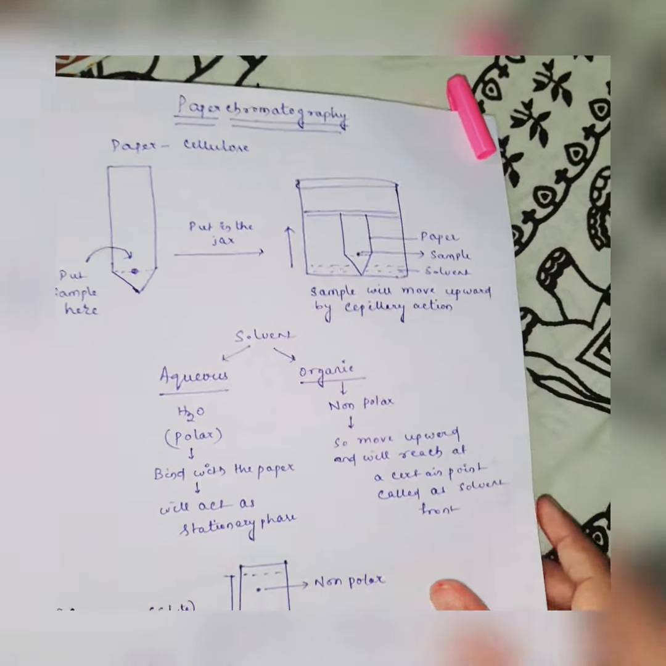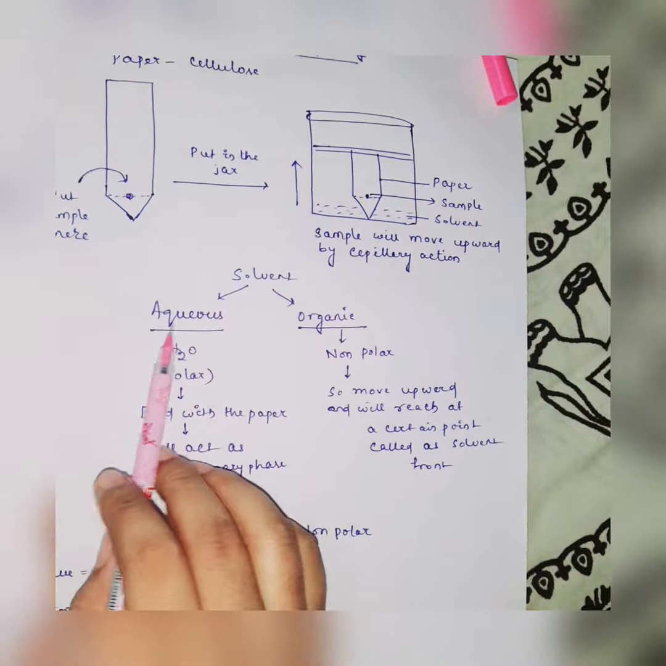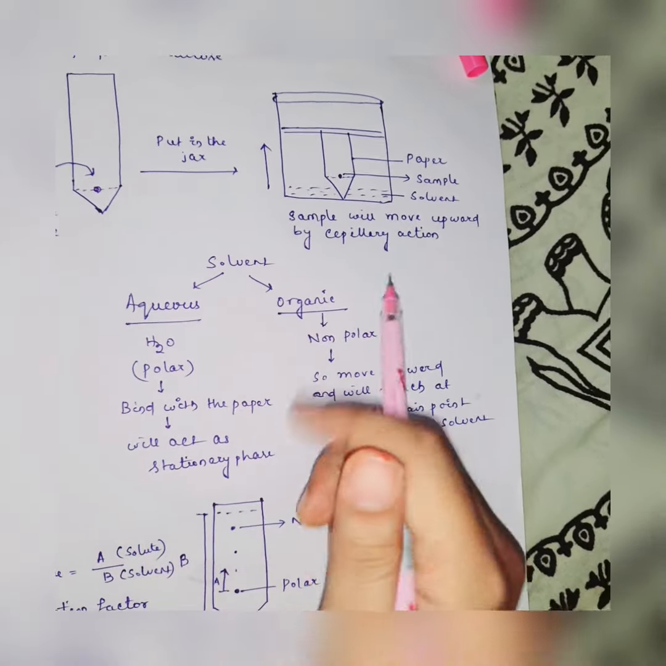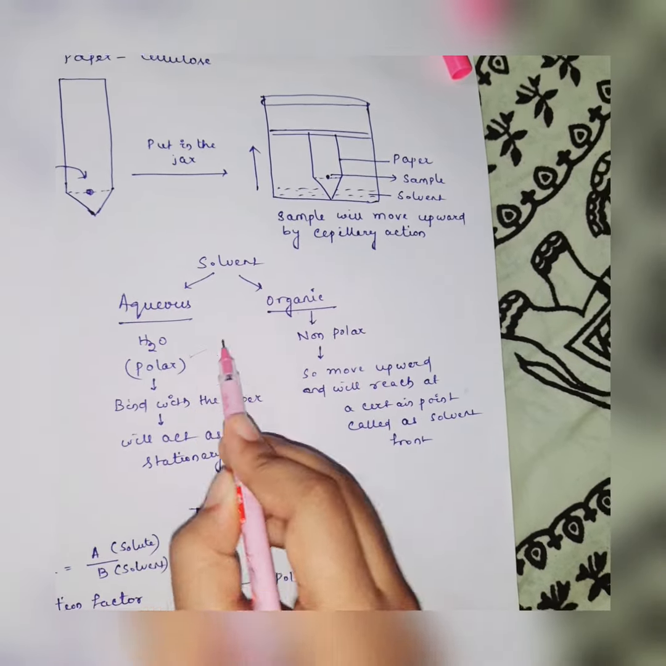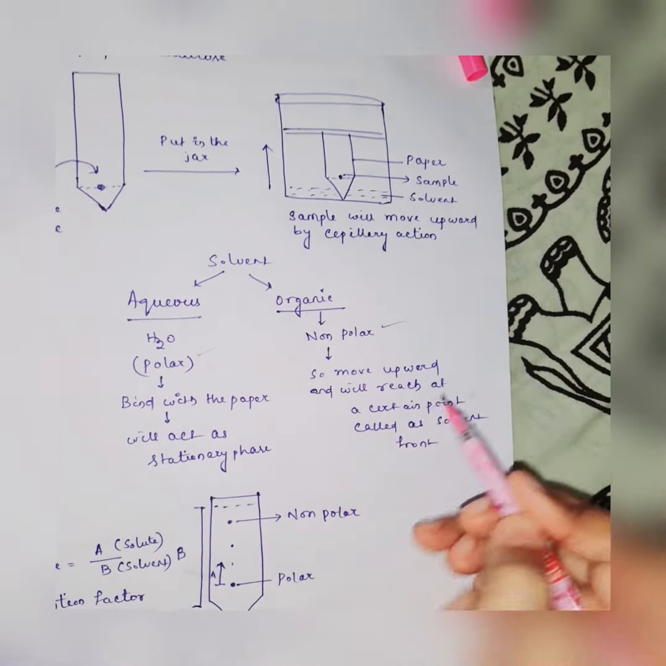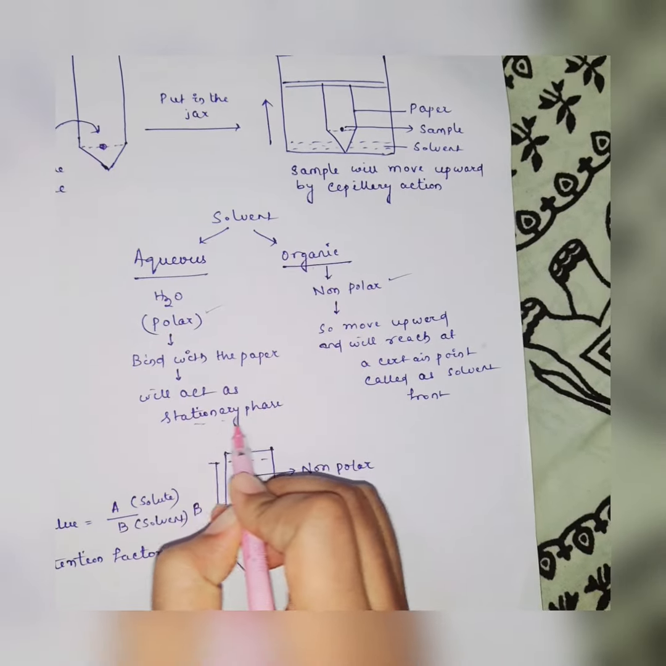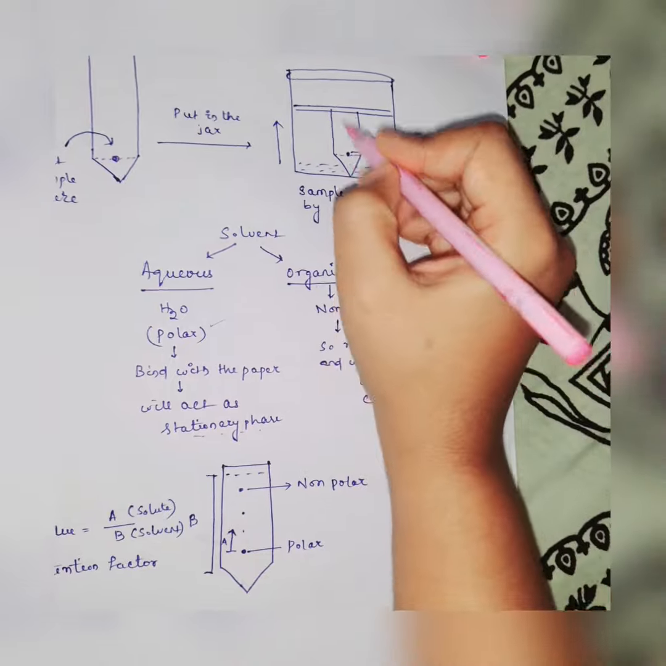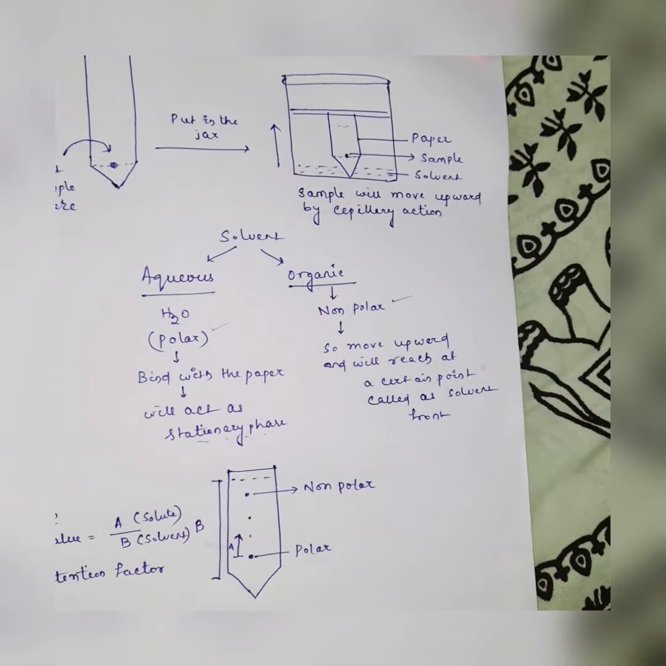Then what is that solvent actually? That solvent consists of two parts, one aqueous part which consists of water, and one organic part which is non-polar. The aqueous part is polar and the organic part is non-polar. The aqueous part binds with the paper and acts as the stationary phase, and the non-polar part moves upward and will reach up to a certain point called the solvent front.